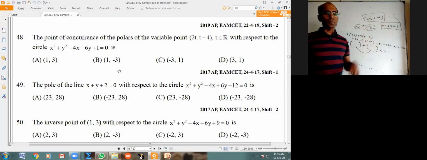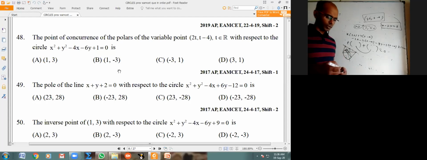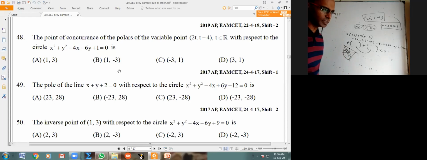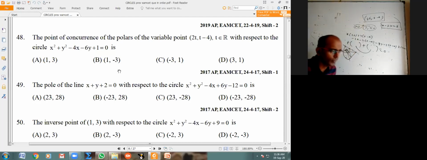For this line, there is a pole. That pole is the only answer. Why? The circle is there and the line is there. If you take different points on the line and find the chord of contact, they're all concurrent at one point. That point is called the pole. Anyway, in the theory we have not come this far yet. I'll explain pole and polar in the next class, whenever it is. But you can do any one of them. All right, 48.